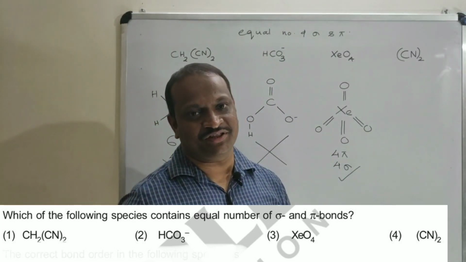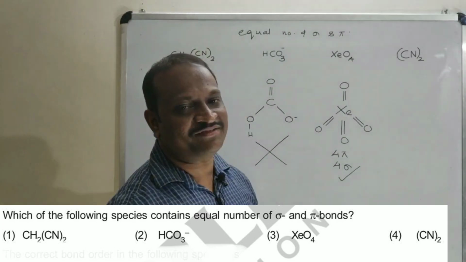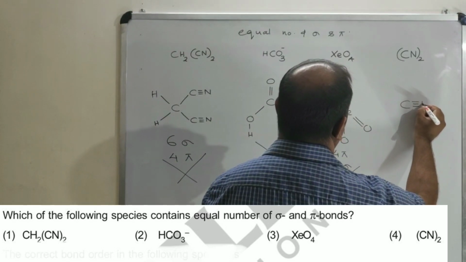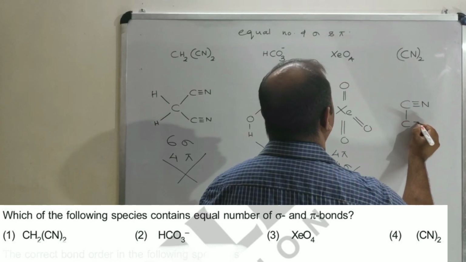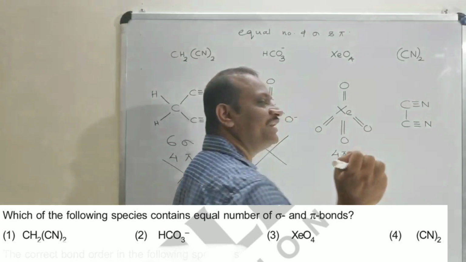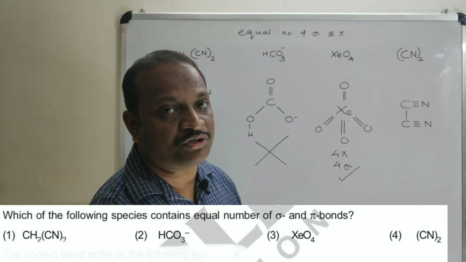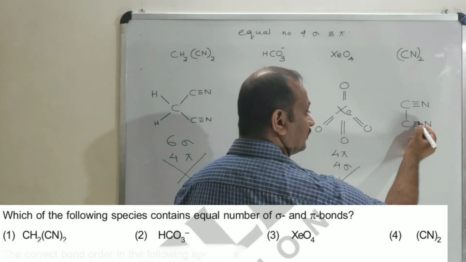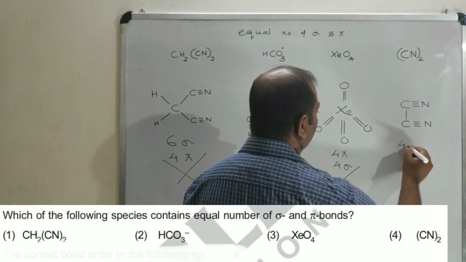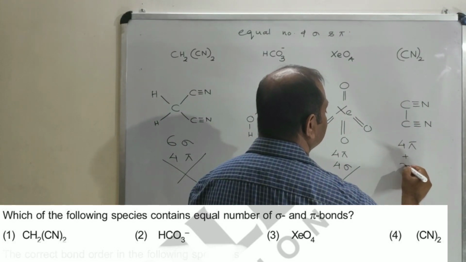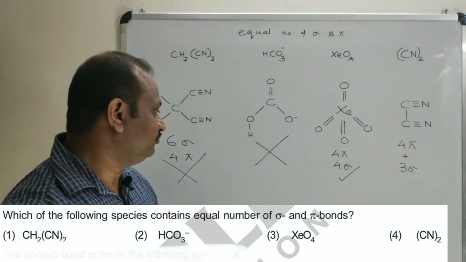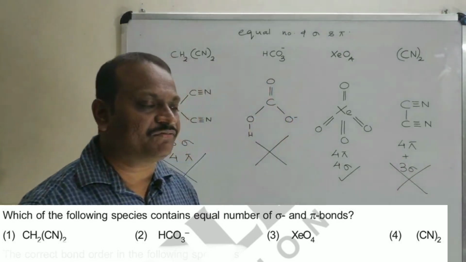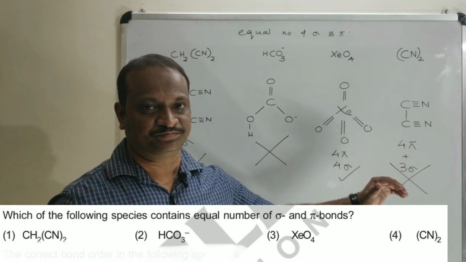So you have one more option left. Let's see what about that. That compound is (CN)2. In (CN)2, you can see that we have a C triple bond N. Again, we have C triple bond N. How many sigma bonds are there? Only 3 sigma bonds. And how many pi bonds are there? 4 pi bonds. This is 1 pi bond, this is another pi bond, here also 1 pi. So we have 4 pi bonds and 3 sigma bonds. So this is not our answer. This one also not our answer. This also not our answer. So only one is left, and the answer is HCO4.